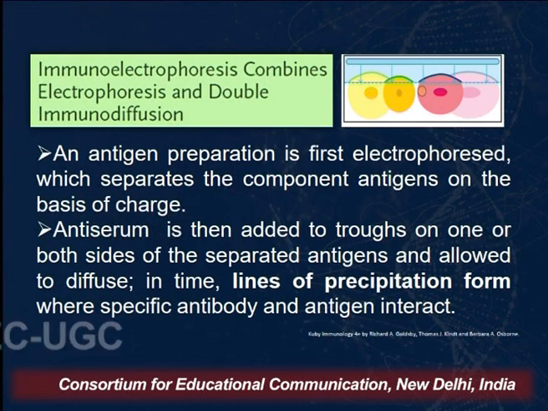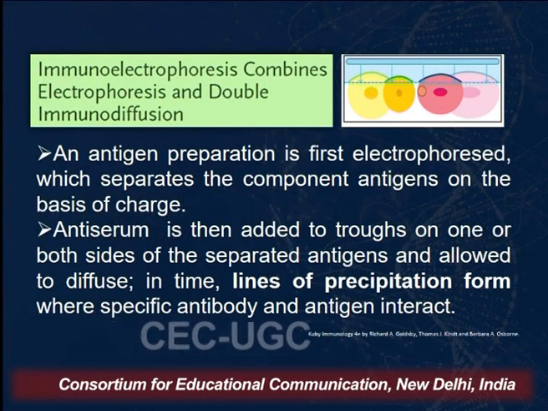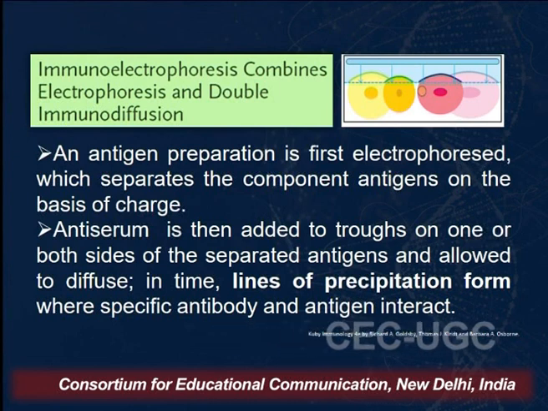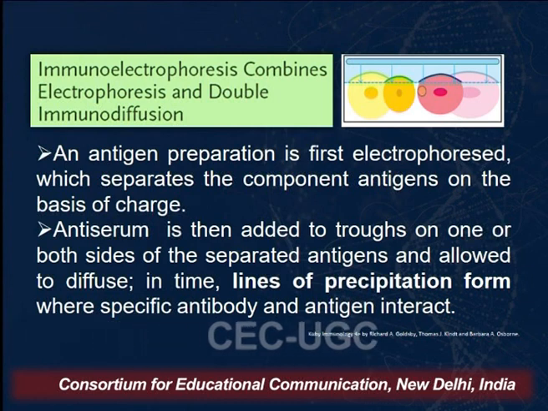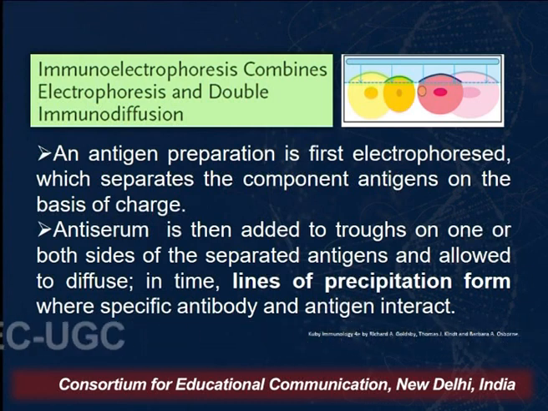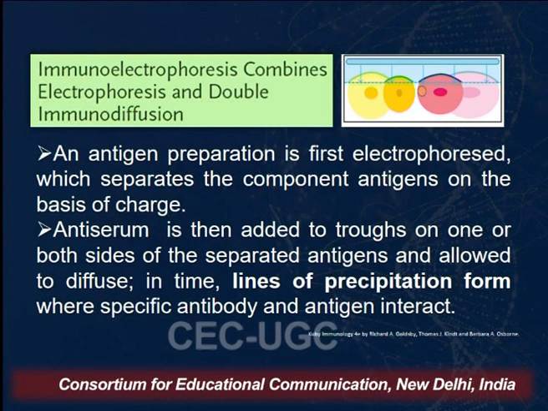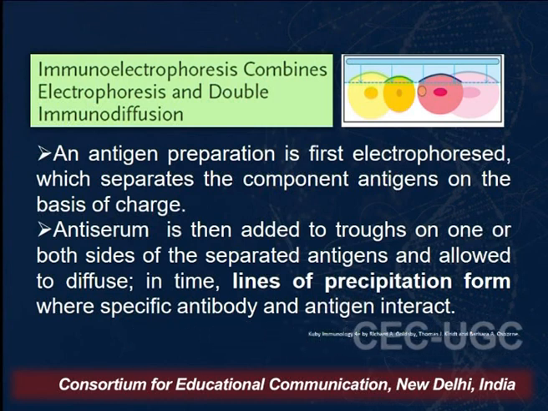Immunoelectrophoresis combines electrophoresis and the double immunodiffusion method. The antigen preparation is first electrophoresed, and based on its charge, it is separated. The antigen is first loaded in the central well, and based on charge, it moves towards the positive or the negative electrode. If the sample is negatively charged, it will move towards the positive charge, and if it is positively charged, it will move towards the negative charge.